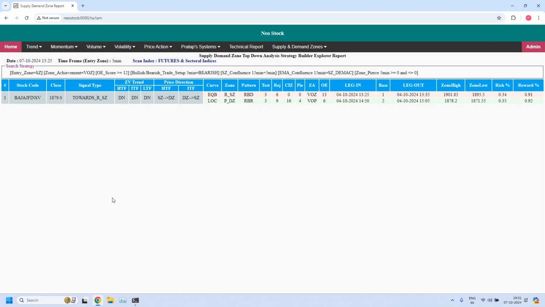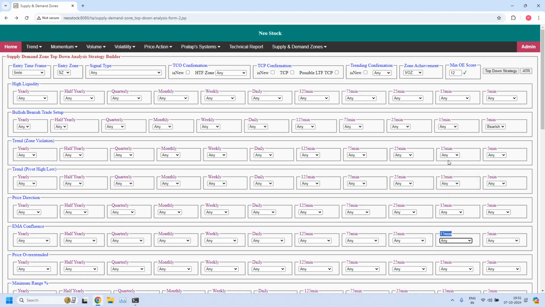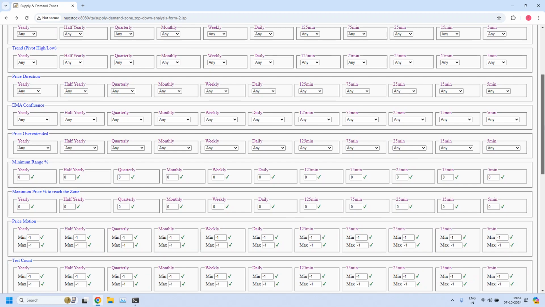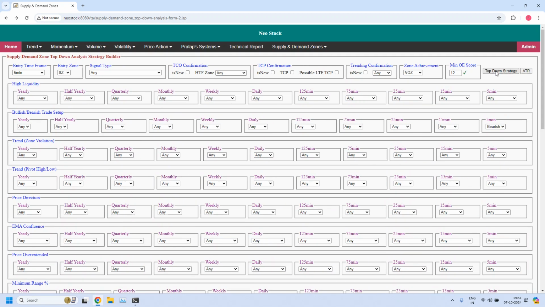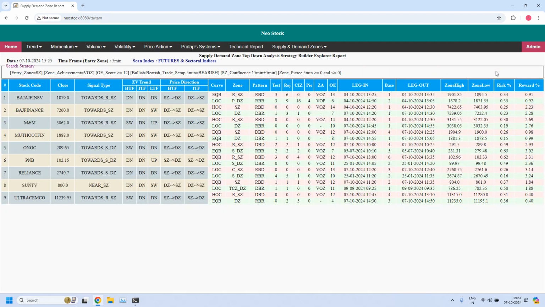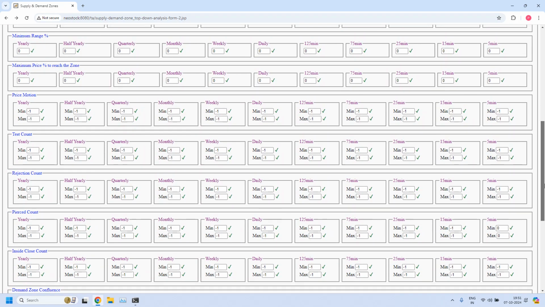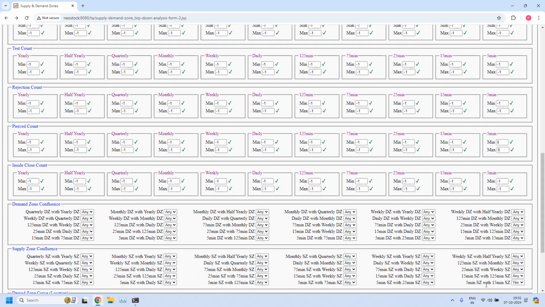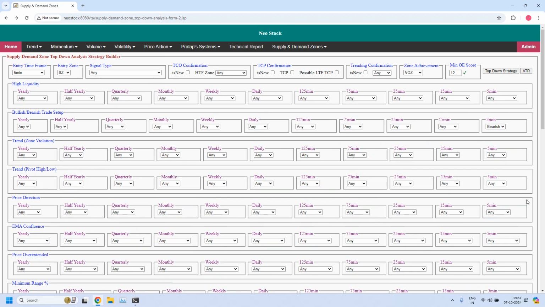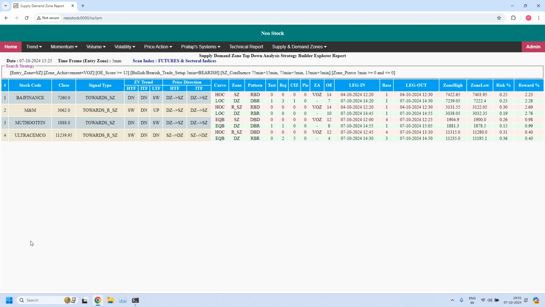Next, let us look for LTF, ITF and HTF confluence. First I have to remove this EMA filter. Earlier, how many did we get with only LTF, ITF confluence? 9 we got. Out of these 9, how many are having even HTF confluence? In the supply zone confluence, 5-minute supply zone with 15-minute supply zone is already enabled. Now I am enabling 5-minute supply zone with 75-minute supply zone confluence, and also 15-minute supply zone confluence with 75-minute supply zone. With all the three filters, LTF, ITF, HTF confluence, we got 4 stocks.